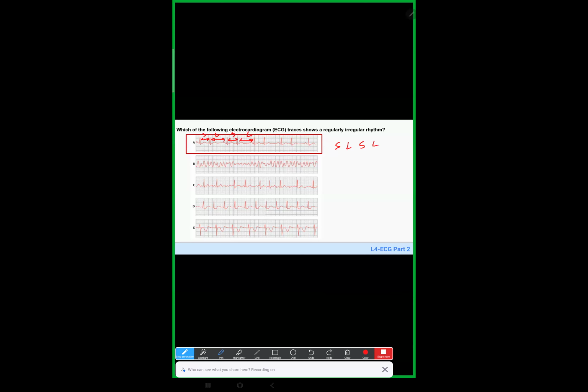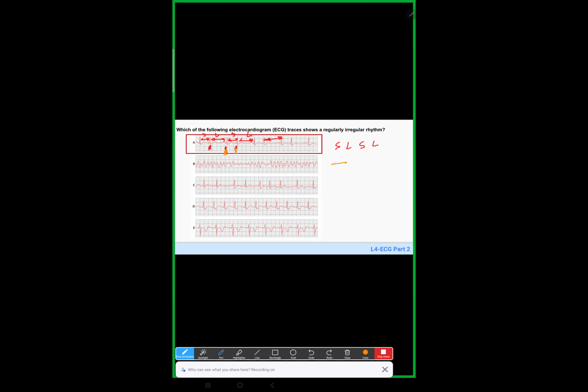And this pattern is what we'd call regular, but it's still irregular because the RR intervals are not the same throughout. Like the difference between this RR interval and this RR interval compared to this one and this one and this one is different. So we say it's regularly irregular because of the pattern, but it's also irregular.